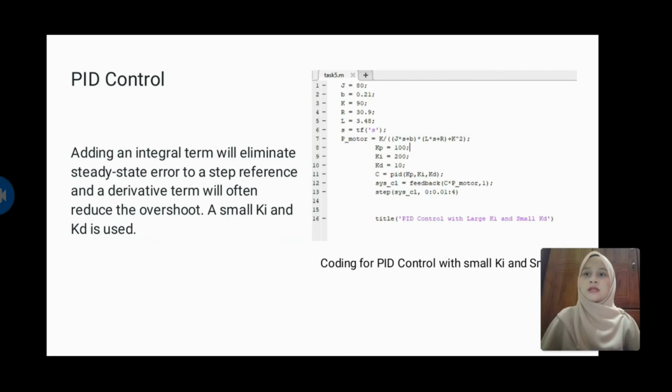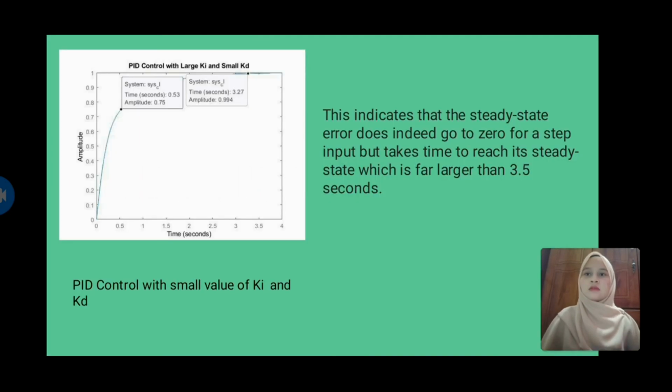So for PID control, adding an integral term will eliminate steady state error to a step reference, and a derivative term will often reduce the overshoot. A small Ki and Kd is used. Here this indicates that the steady state error does indeed go to zero for a step input, but it takes time to reach steady state, which is far larger than 3.5 seconds.